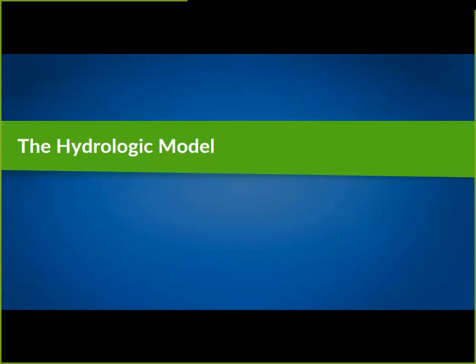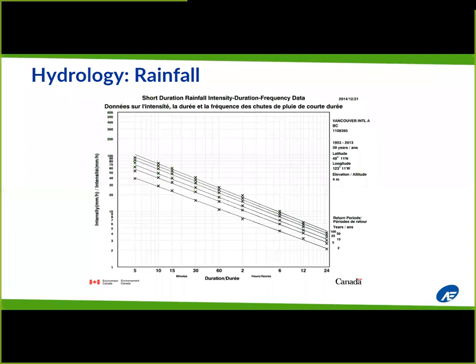Now I'm going to start talking about the components of the analytical tools that we use to evaluate these types of events. So the first one I'm going to talk about is the hydrologic model. So that is how we take rainfall data and convert it into a volume of flow that we can then use to size a pipe. So one of the things that engineers use to do this is called an intensity, duration, frequency curve, which is something I've got up on the screen here.